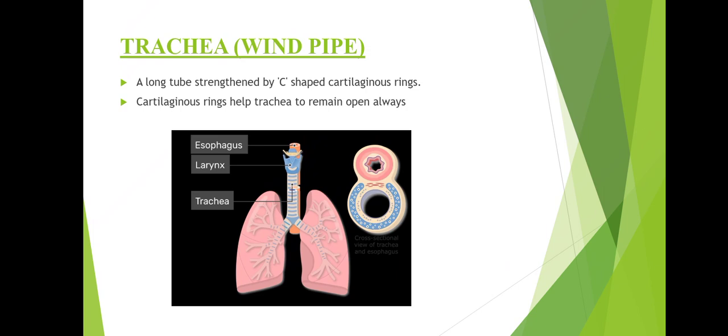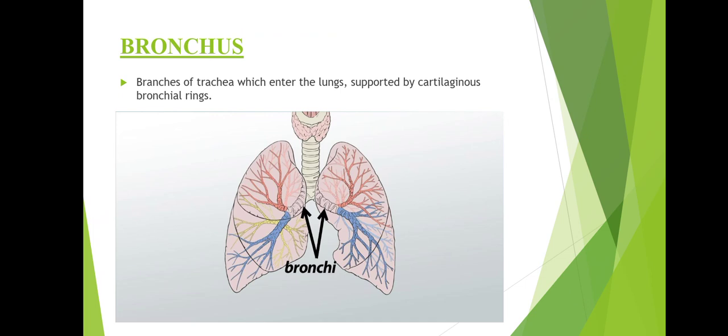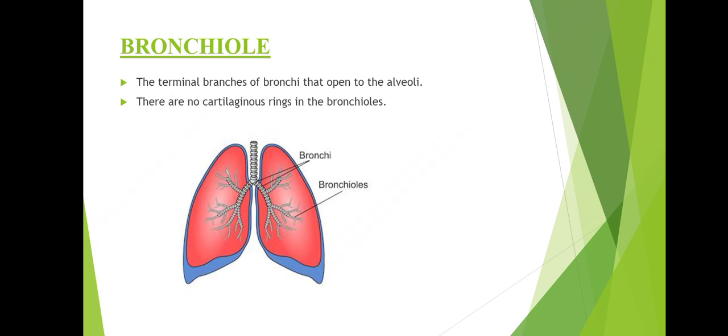Trachea or windpipe, a long tube strengthened by C-shaped cartilaginous rings. Cartilaginous rings help the trachea to remain open always. Bronchus, the branches of the trachea which enter the lungs, supported by cartilaginous bronchus rings. Bronchiole, the terminal branches of bronchi that open to the alveoli. There are no cartilaginous rings in the bronchioles.